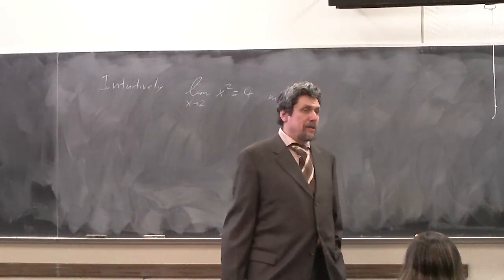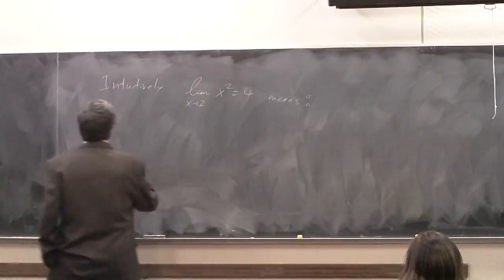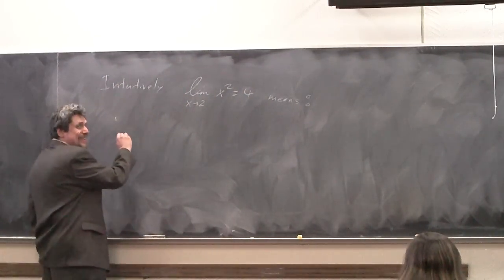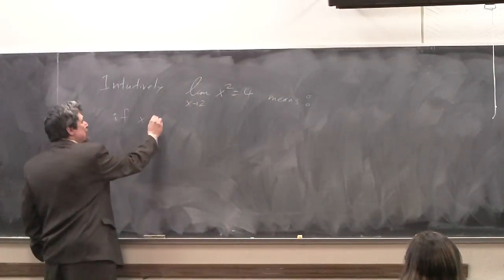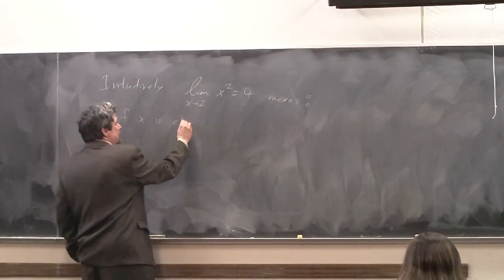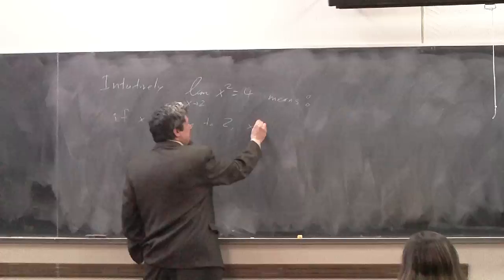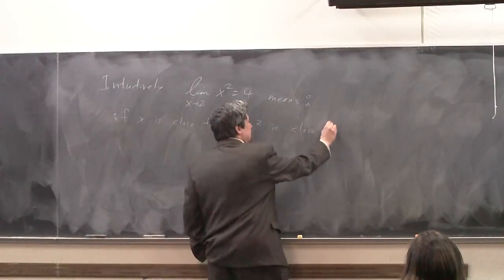Yes? If x is close to 2, then x squared is probably close to 4. Okay, well, you're all right. That's already more than I was expecting. If x is close to 2, x squared is, let's just say, close to 4. Okay?